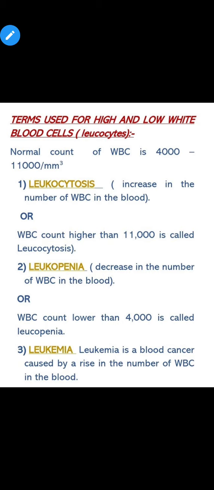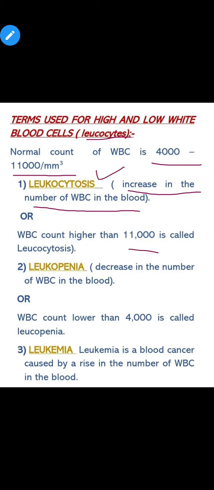White blood cells are also called leukocytes. The normal count of white blood cells is 4,000 to 11,000 per millimeter cube. We also use some terms for the high and low count of white blood cells in the blood. If there is an increase in the number of white blood cells in the blood, we use the term leukocytosis. So a white blood cell count higher than 11,000 is called leukocytosis.